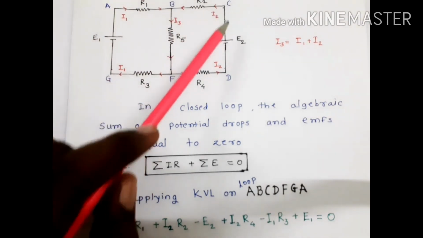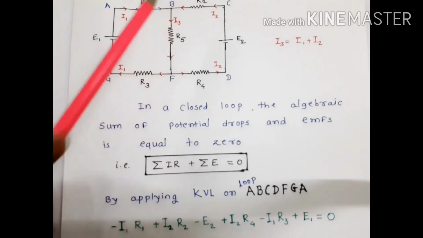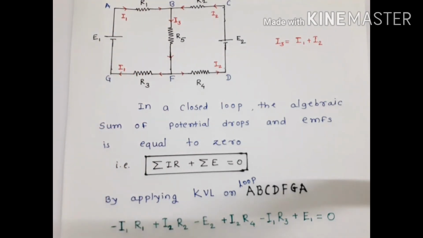The next closed path is A, B, F, G, A, and the remaining last closed path is B, C, D, F, B. By using proper sign conventions, we are able to apply KVL on various closed loops.